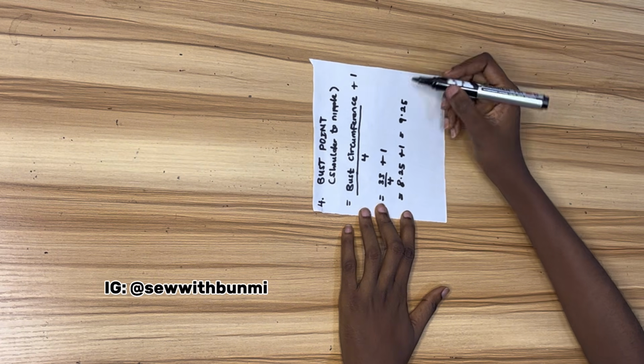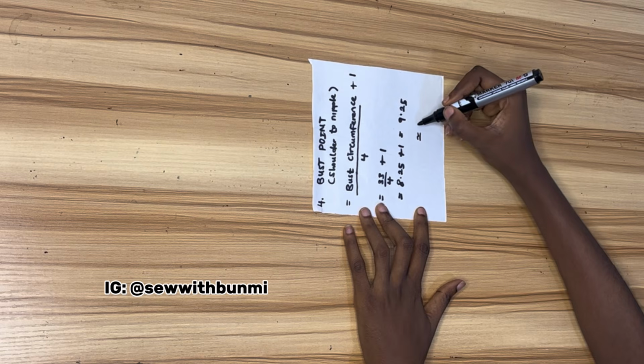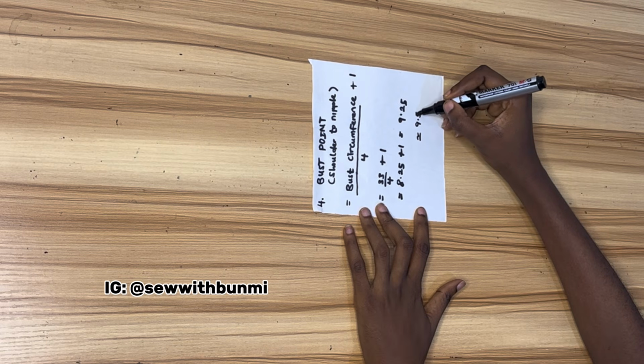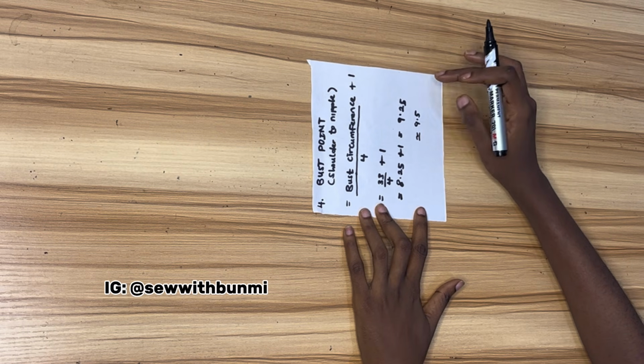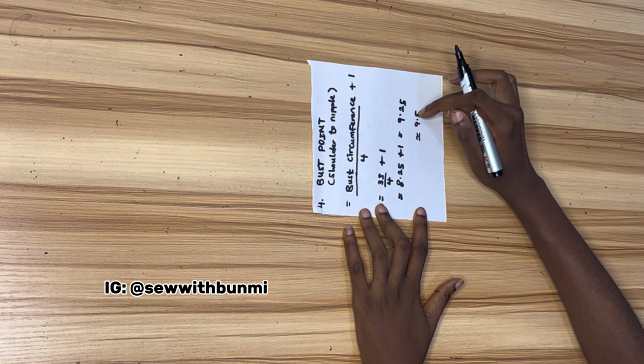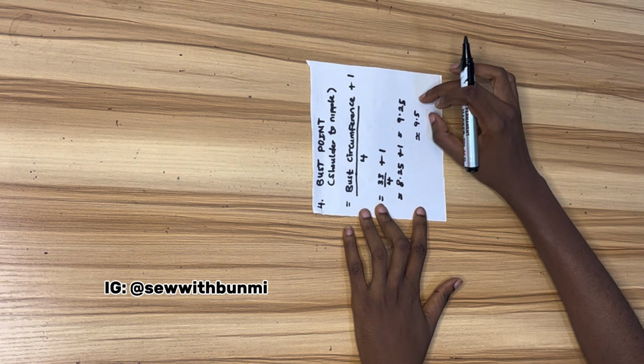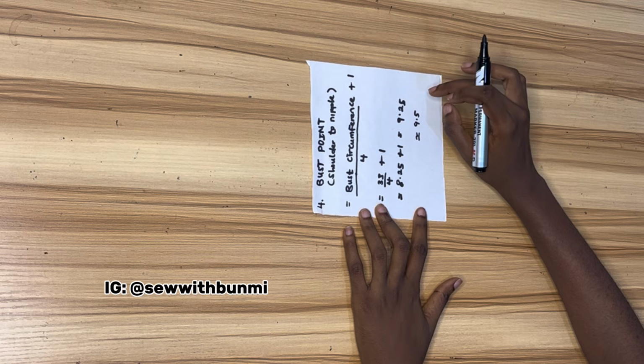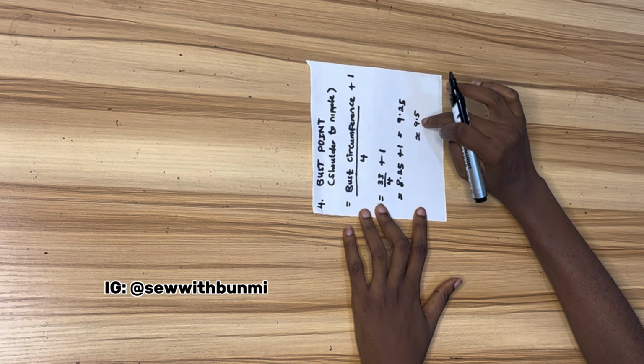Alright. If I take this measurement on my body, my bust point is 9.5. But with the calculation, I get 9.25. So you can see how helpful the sewing formula is. Okay, so go ahead to take your own measurement and then compare what you have when you measure on your body and when you make use of the formula.